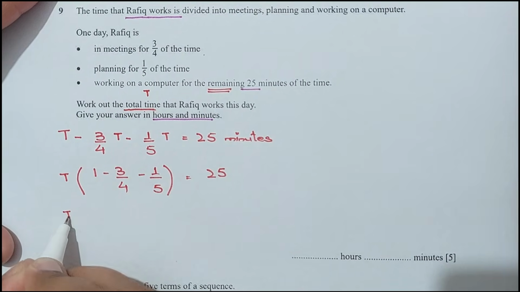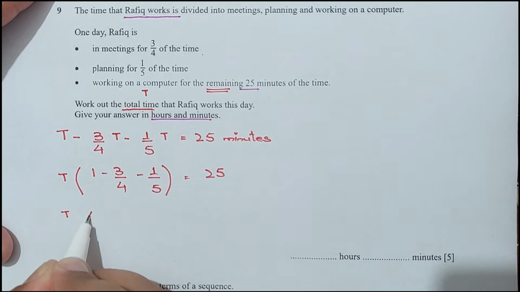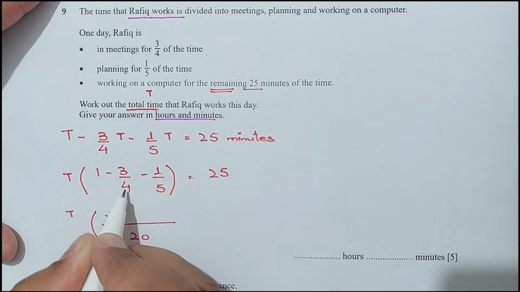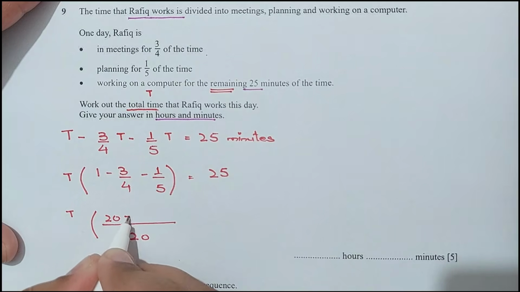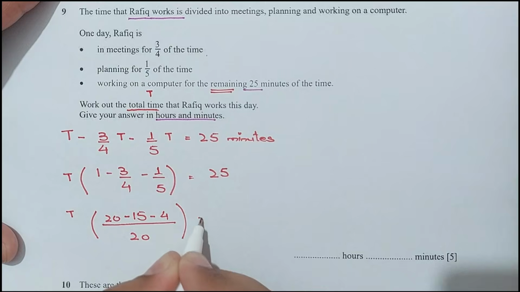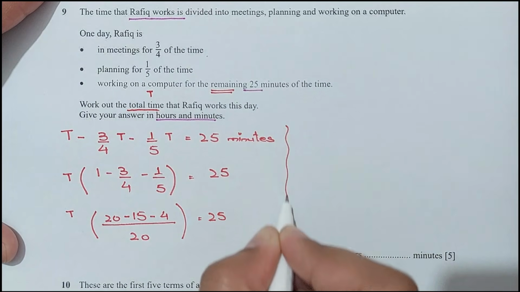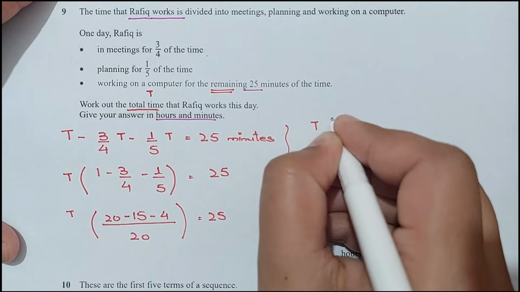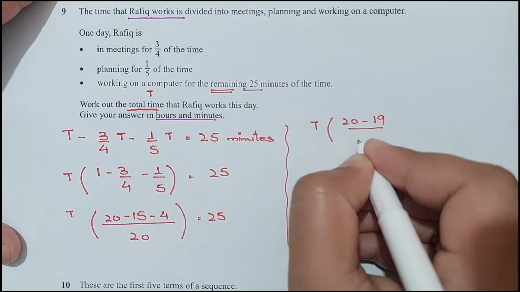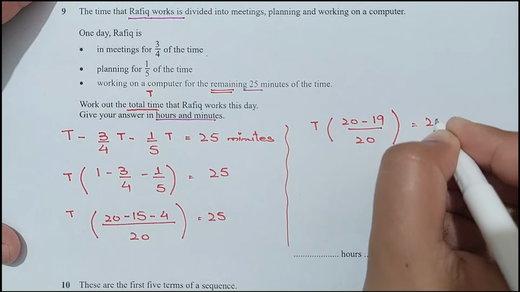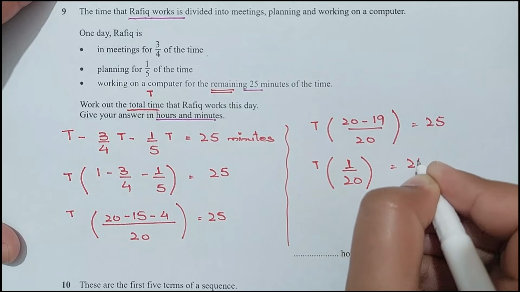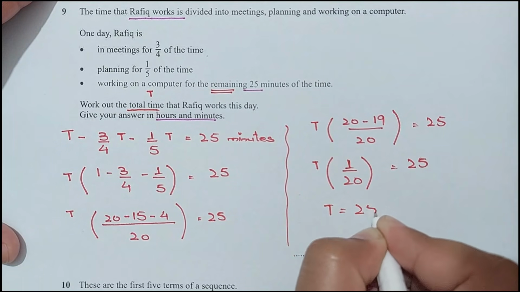So the common denominator for 5 and 4 is 5 times 4, which is 20. 20 is the common denominator. So we have 20 over here. 4 times 5 is 20 and 5 times 3 is 15. 5 times 4 is 20 and 4 times 1 is 4, equal to 25. So what is T? T over here is from 20 subtract 15 and 4, which is 1, divided by 20, equal to 25. So T would be equal to 25 times 20.